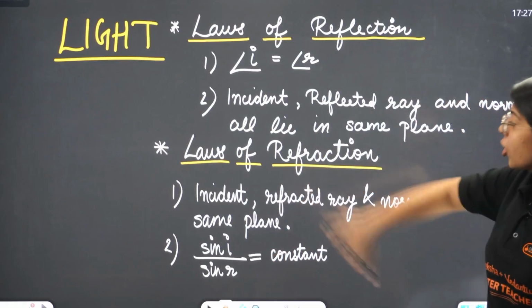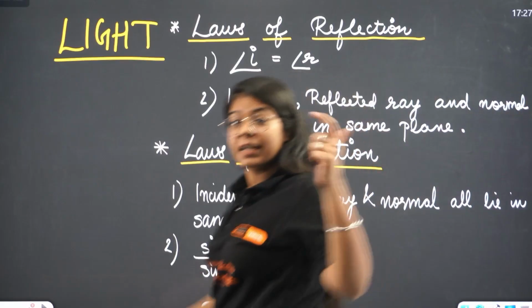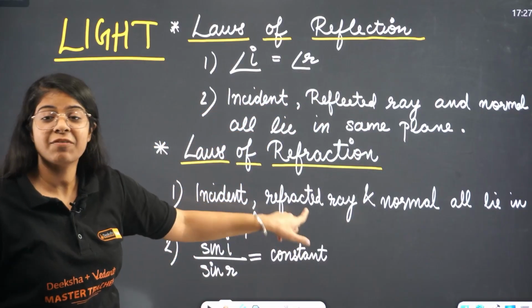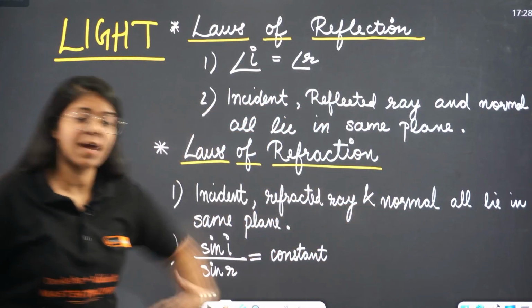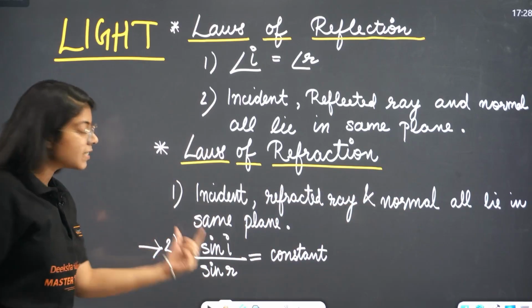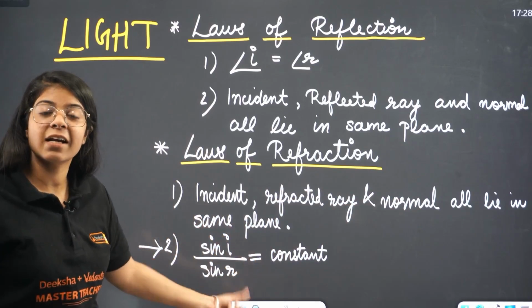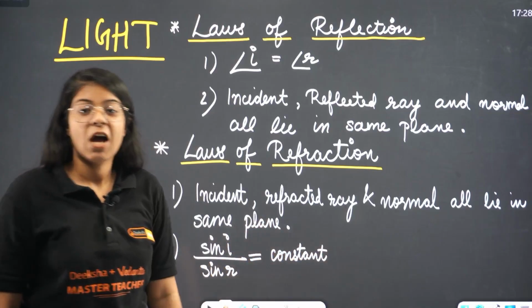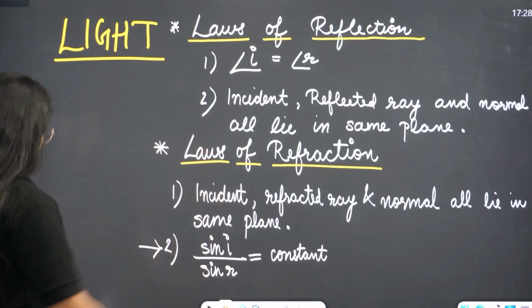Okay, then laws of refraction: incident ray, refracted ray. Now here it was reflected ray, here refracted ray and normal all lie again in the same plane. In this, the second law is different, that is sine of angle I, that is incident angle, divided by sine of angle R is always equal to a constant. Okay, now these are all the theory parts.